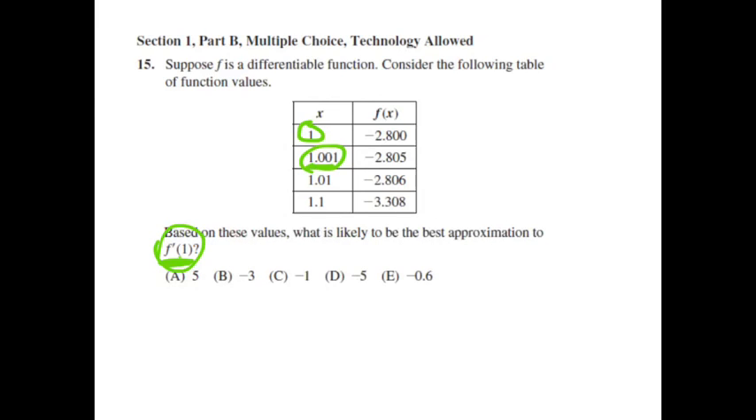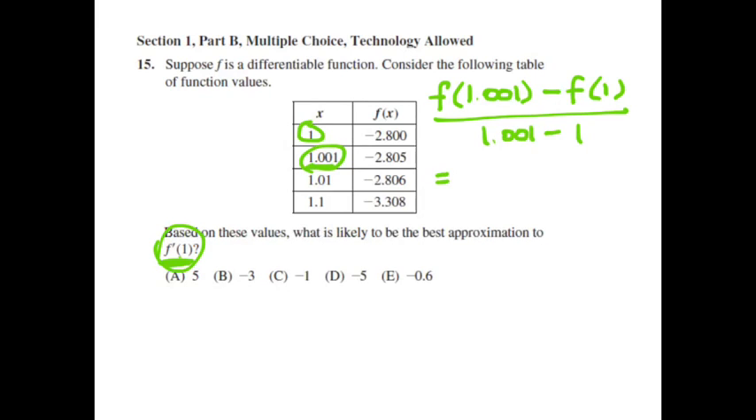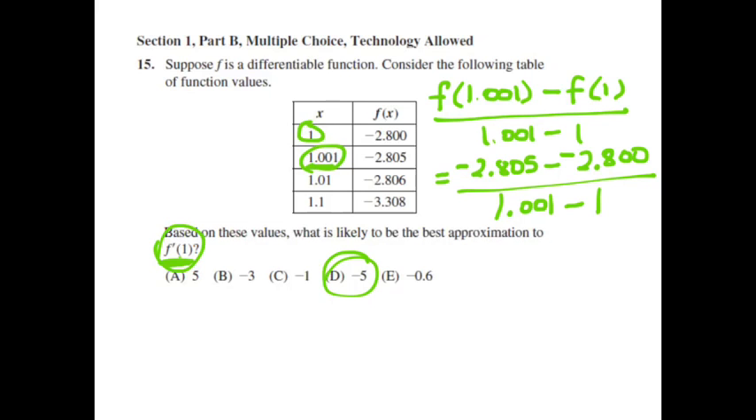To do this, we're going to use our average rate of change formula: f of 1.001 minus f of 1 over 1.001 minus 1. So this would be negative 2.805 minus negative 2.800 over 1.001 minus 1. And you do have a calculator for this question. If you type all of that in, you're going to get answer choice D, negative 5.